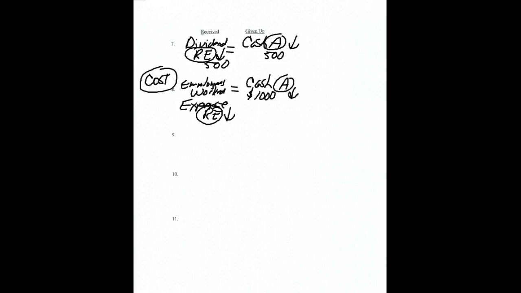Okay, next transaction. Transaction 9 said the company paid utility bills of $140. So we need to identify what was received and what was given up. Well, if they paid the utility bill, what did they receive? Well, they got to use utilities, right? So they got to use electricity, gas, that sort of thing. And what did they give up? Well, they paid it, so they gave up cash. So we have cash, we know, is an asset. If we're paying it, it's going down $140 in this case.